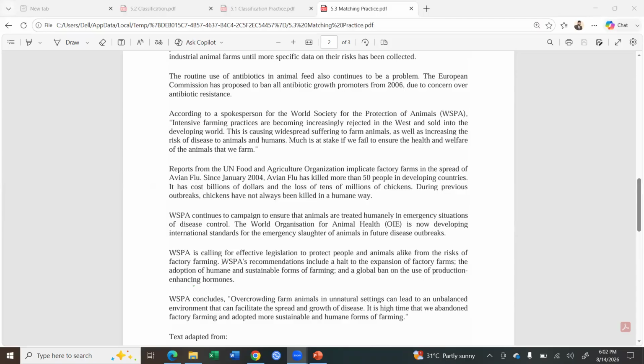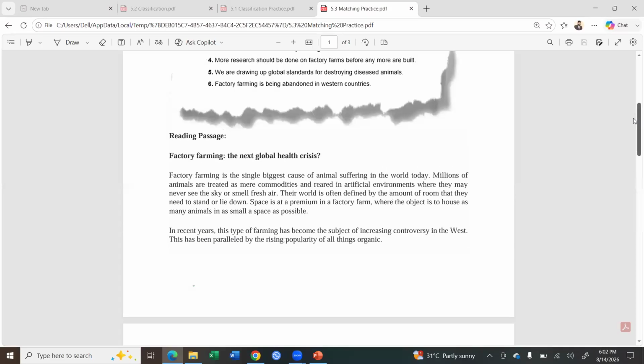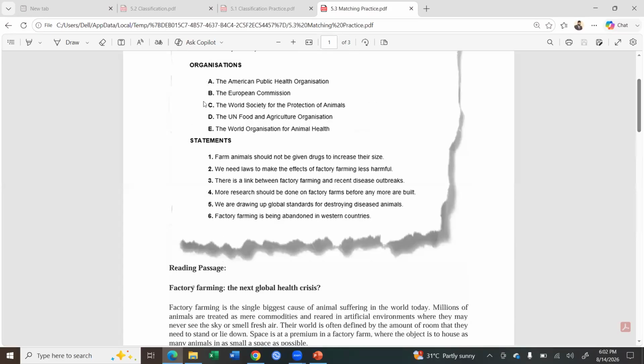Are you getting my point? In the second last paragraph. Yes, this one. So this here is your answer, right? So the correct option is, answer to question number 2 is which one? WSPA, the World Society for the Protection of Animals. So according to the statement, this second statement belongs to C, option C. Is it clear? Is it clear or not?